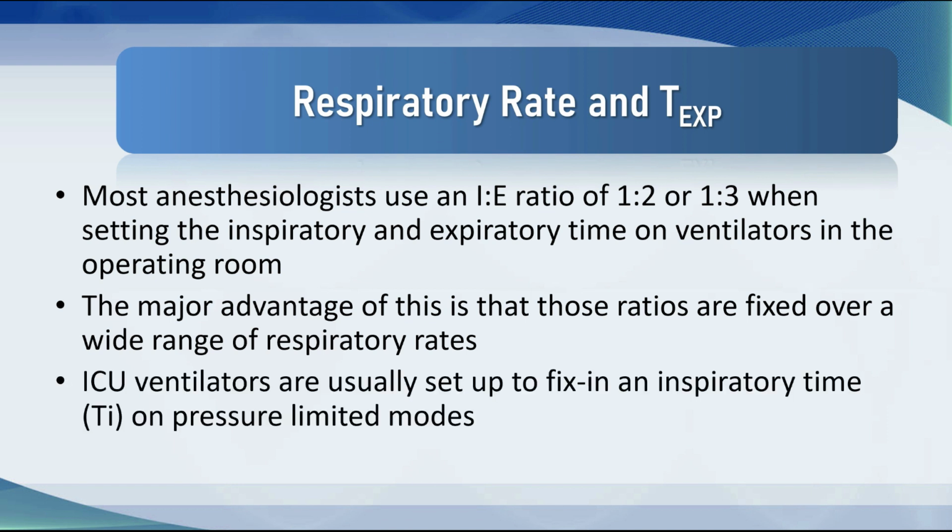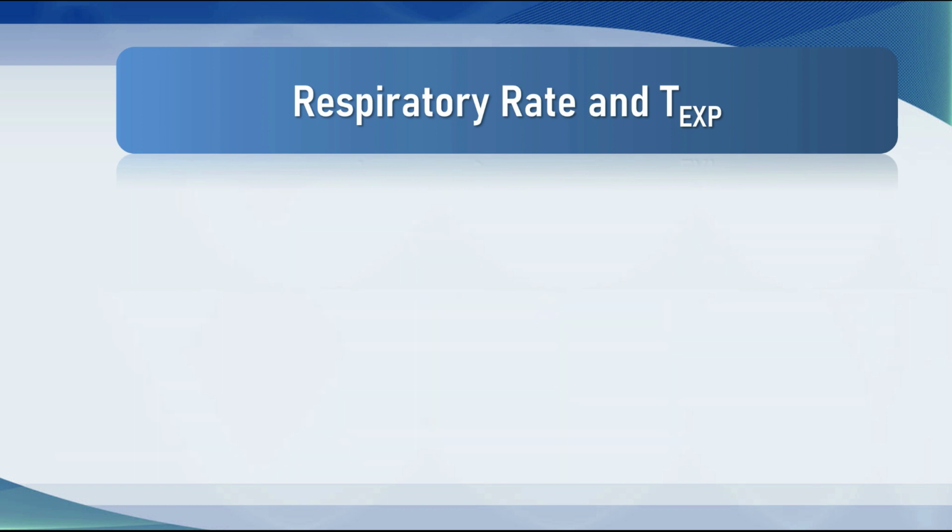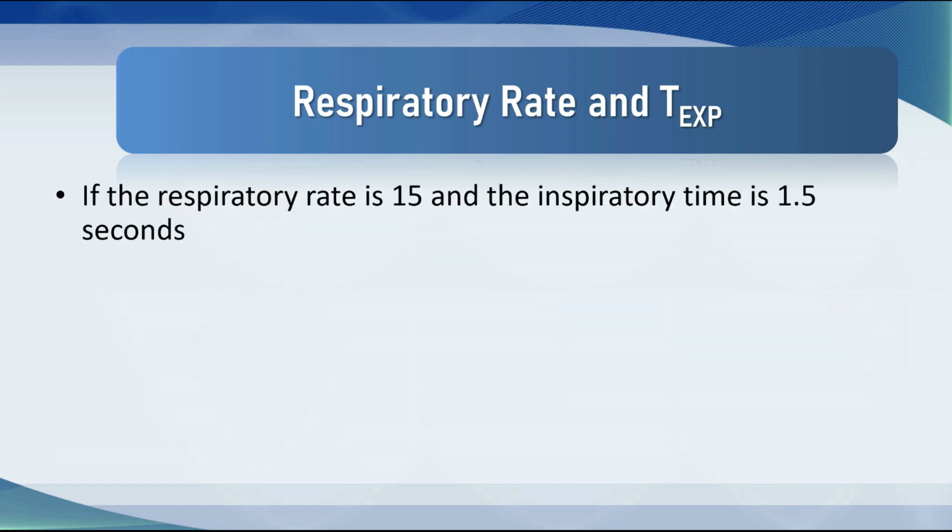However, on ICU ventilators that deliver pressure control, they're usually set up to fix in an inspiratory time on those pressure limited modes, and this is potentially quite problematic. For example, if the respiratory rate is 15 breaths per minute and the inspiratory time is 1.5 seconds, the expiratory time is 2.5 seconds. That's a 4-second cycle. Now, the patient may have a high PaCO2, or they may have a pH of 7 or 7.1, and you want to blow off some acid, and you turn up the respiratory rate.